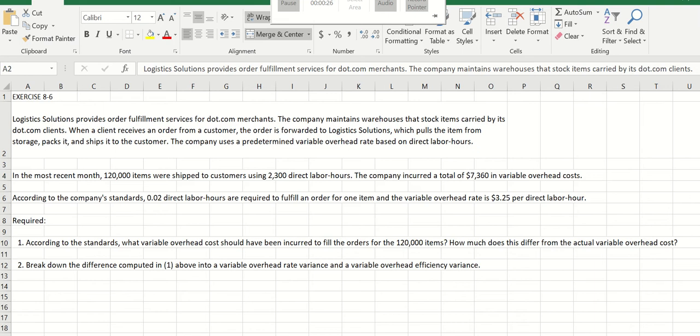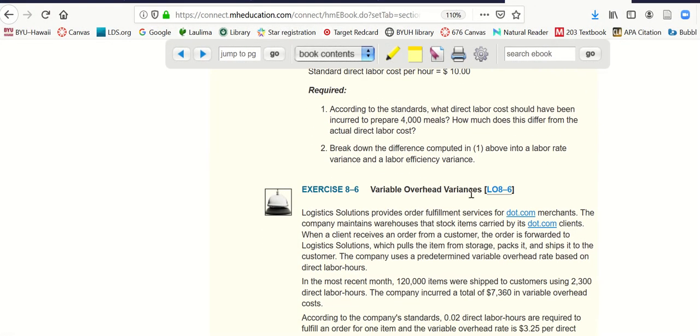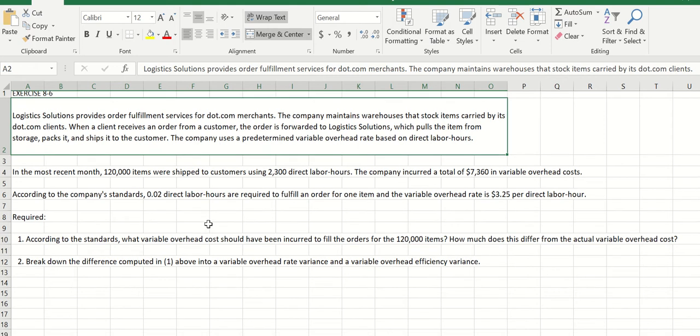The company uses a predetermined variable overhead rate based on direct labor hours. In the most recent month, 120 items were shipped to customers using 2,300 direct labor hours. So in the most recent month, that would be your actuals. The company incurred a total of 7,360 variable overhead costs. So we're going to be doing an overhead budget variance. That's probably the title of this problem, 8-6, variable overhead variances.